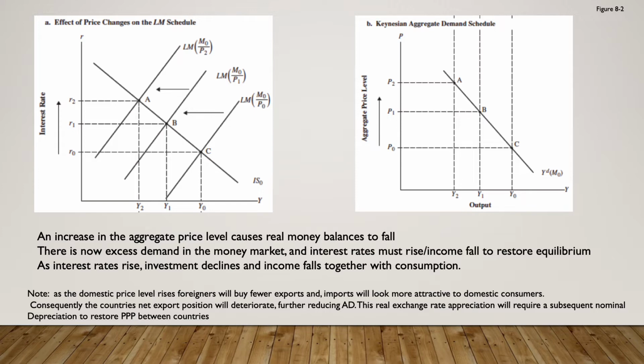Now, keep in mind that we've been running this model as if it were a closed economy, and so we've been excluding a lot of talk about the external sector or the open economy, which would entail dealing with exchange rates and exports and imports. Do note that if we open up a discussion about the role of net exports in aggregate demand, as the domestic price level rises, foreigners would buy fewer American exports, and imports would look more attractive to domestic consumers. Consequently, the country's net export position would deteriorate, and this would also reduce aggregate demand.